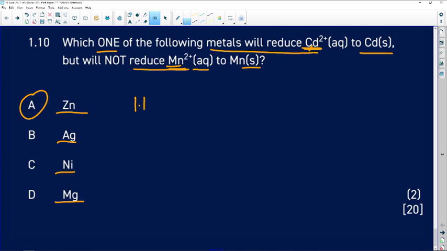So for 1.10, our answer is A. You get 2 marks there because Zn can reduce Cd2+ to Cd solid. However, it cannot reduce Mn2+ to Mn solid. Why? Because when compared to Mn, it is an oxidizing agent. All right, grade 12. So this is how you would have answered question 1, which is multiple choice.